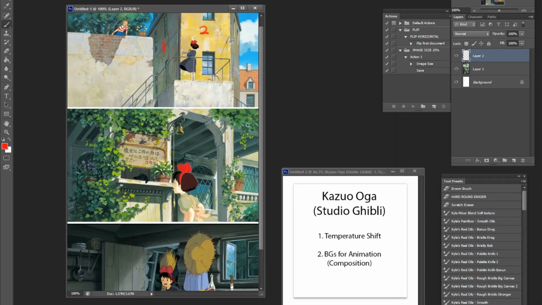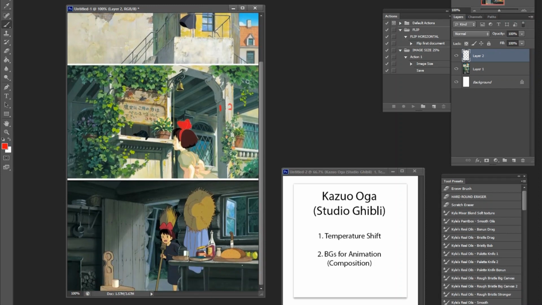Again, you can break the rules at your own discretion, but in reality, when you observe reality, you will realize that shadow and light tends to have a temperature shift. And if it doesn't, then you risk making things look too flat. So when it comes to Kazuo Oga's work, I'm going to use one and two the exact same way just to give you the idea.